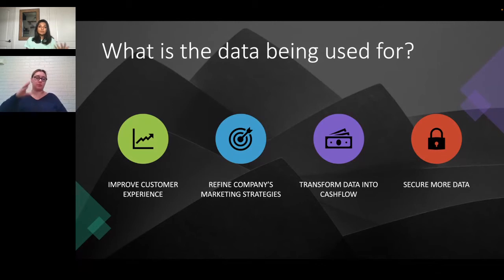The second one is, of course, refining the marketing strategies, where they are asking what products are highly in demand by the customers, and how do we put offers on certain kinds of products so that they sell more, etc. And the third one is basically converting data into cash flow.